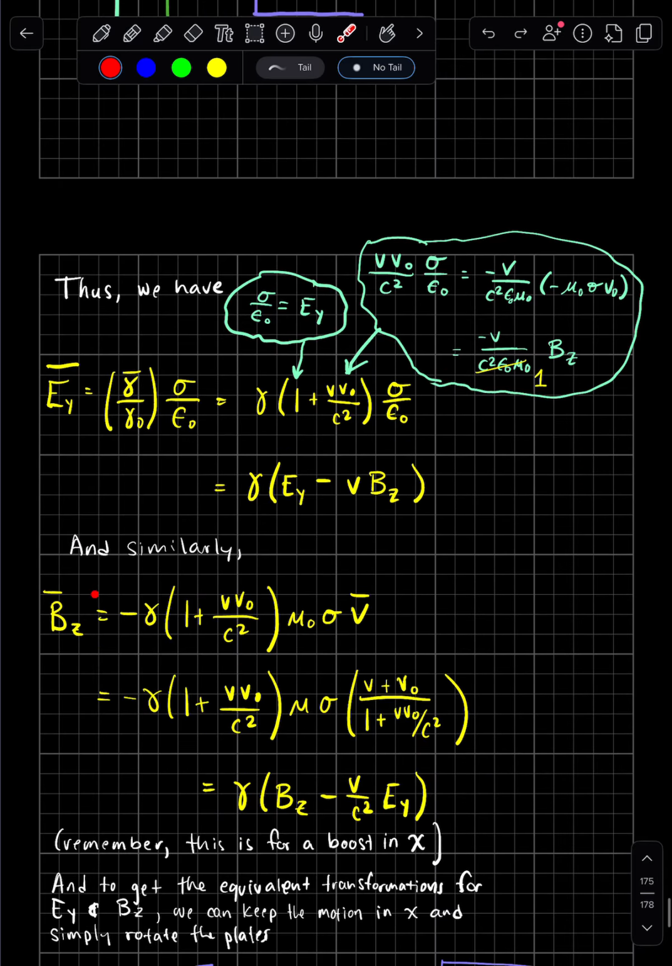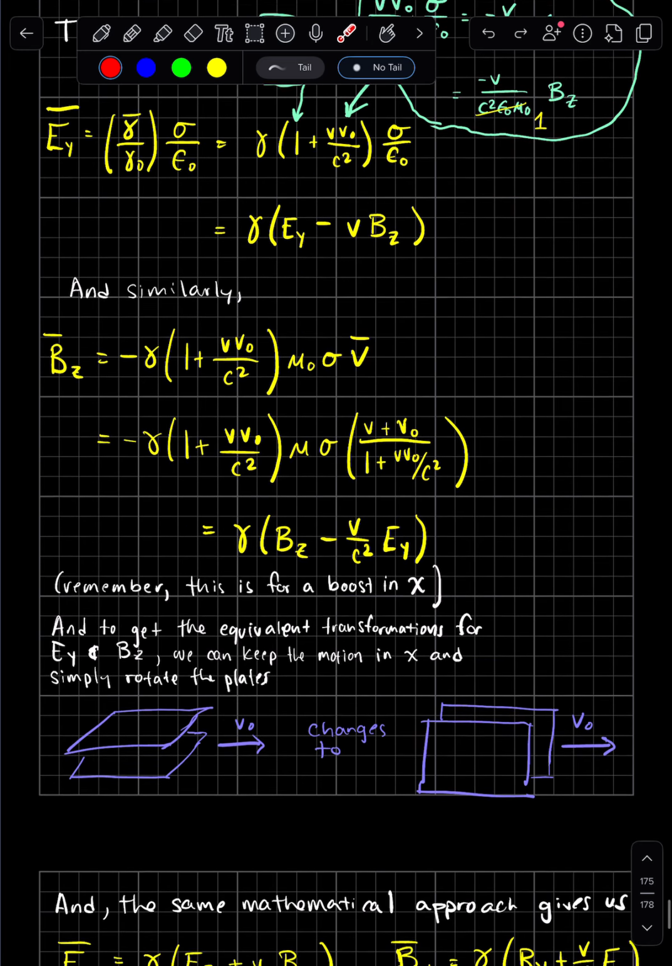So here's the expression for BZ. We fill in the gamma times this stuff times the current. We do some algebraic manipulation, and I'm skipping steps, but what we get to is that the new B field in S bar is equal to gamma times the B field in S minus v over c squared, where v is the velocity of S bar with respect to S, times EY.